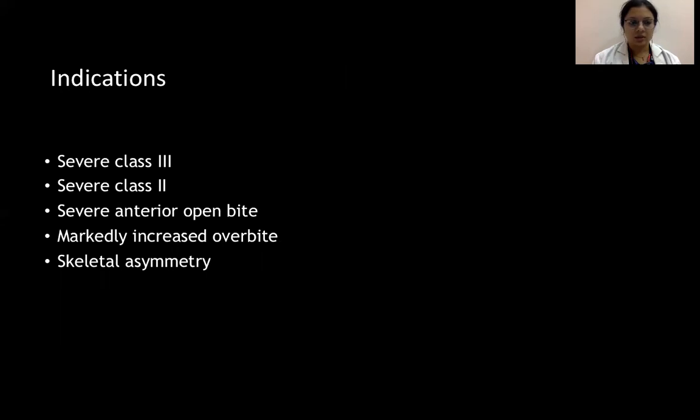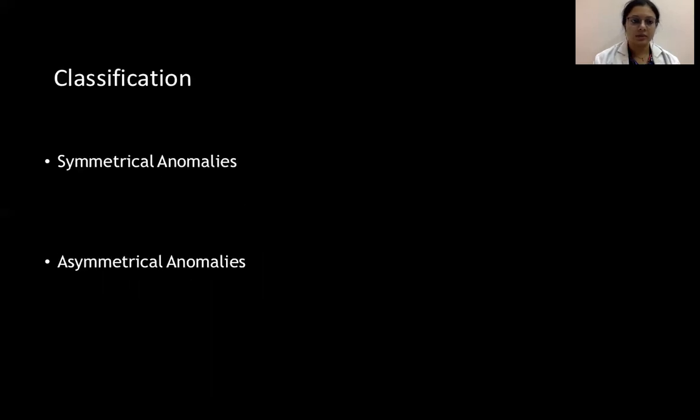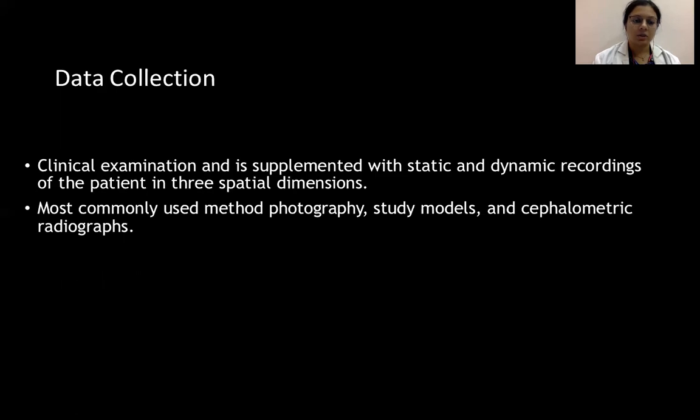Indications for orthognathic surgery: severe class 3, severe class 2, severe anterior open bite, markedly increased overbite, skeletal asymmetry. Classification based on symmetrical anomalies and asymmetrical anomalies. Data collection is very important.